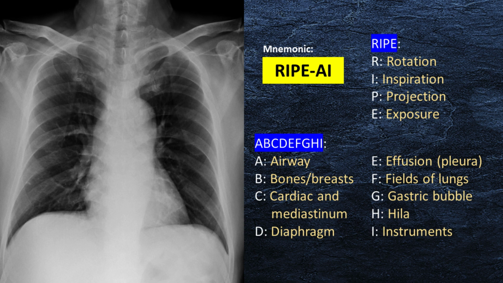where A stands for airway, B stands for bones and breasts, C stands for cardiac and mediastinum, D stands for diaphragm, E stands for effusions, F stands for fields of lungs, G stands for gastric bubble, H stands for Hila, and I stands for instruments.